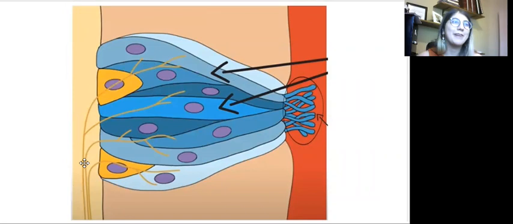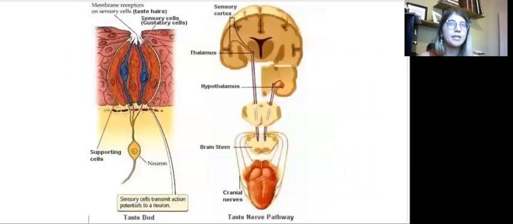That's the basic process. And here's one overall image that can represent that. This is the general process of taste reception.